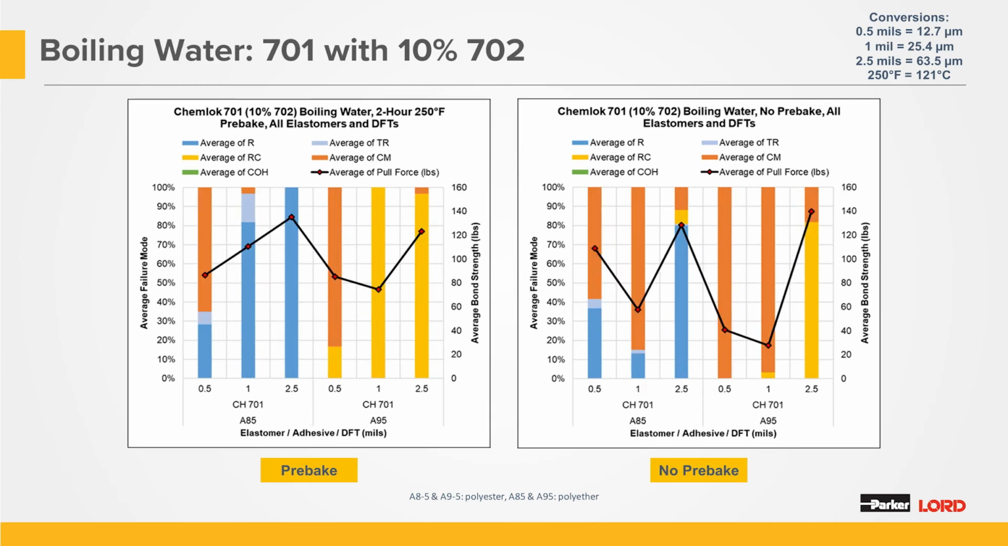These results are for boiling water testing at 10% Chemlok 702. These results look similar to those for the 7.5% curative ratio. For both pre-bake conditions, there's higher rubber retention on the A85 than the A95, and overall we see that the highest average bond strength occurs at 2.5 mils dry film thickness.